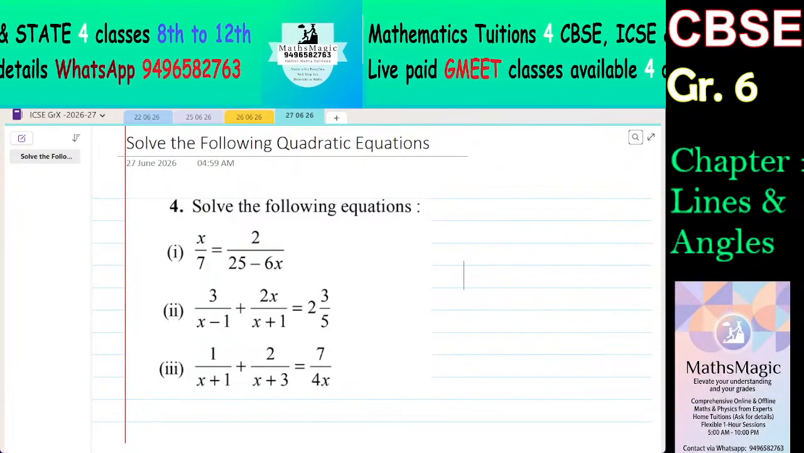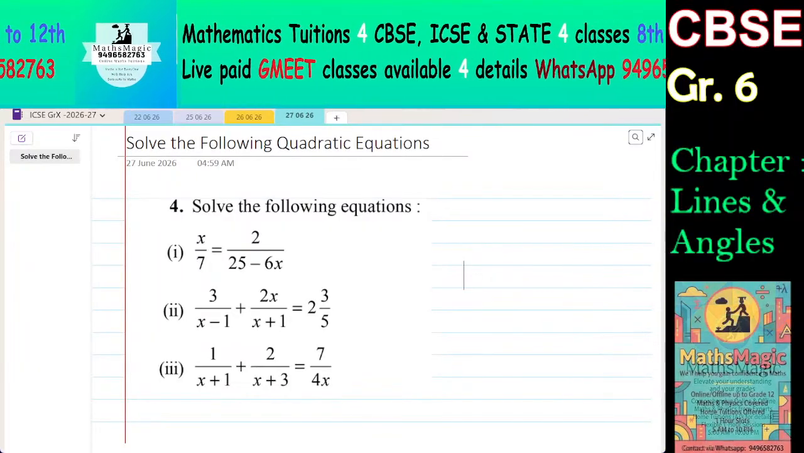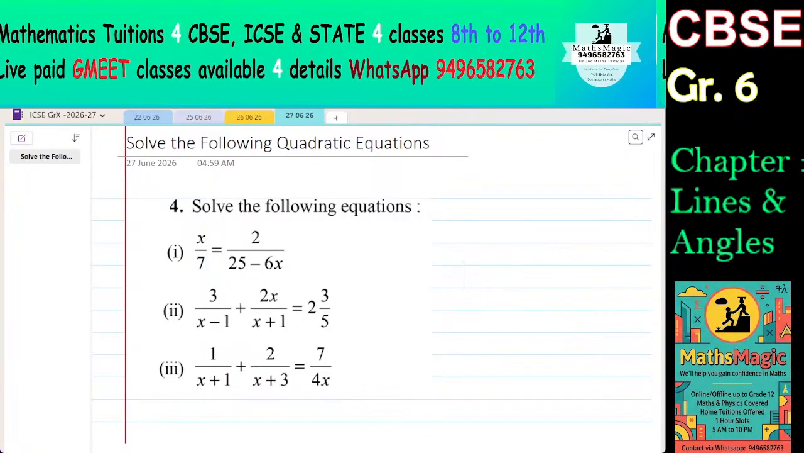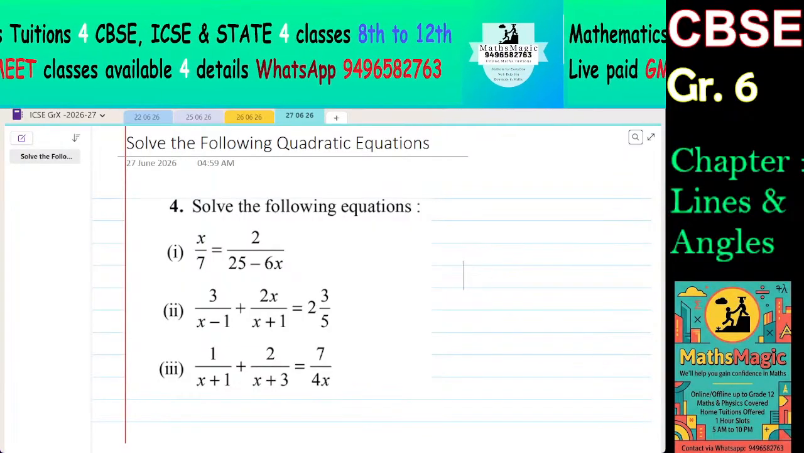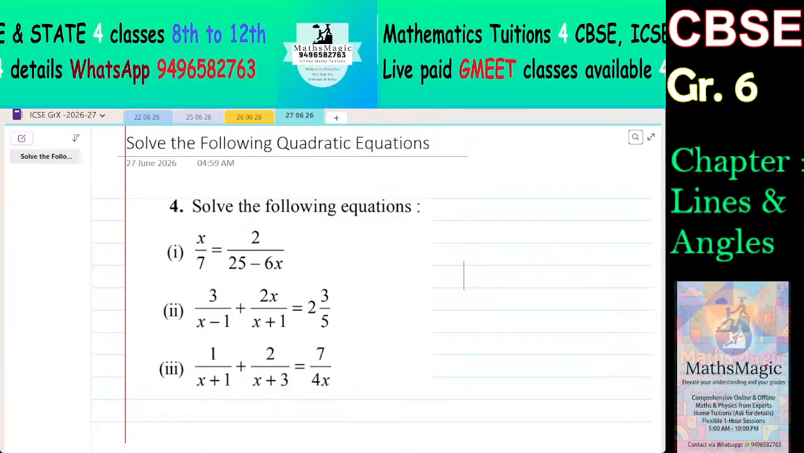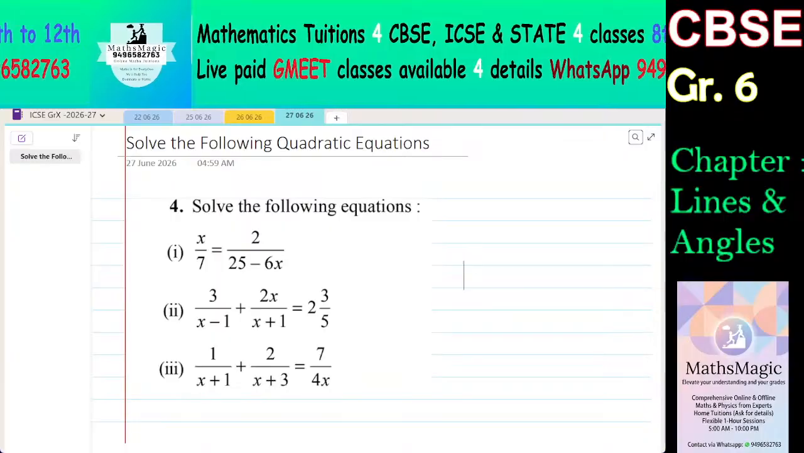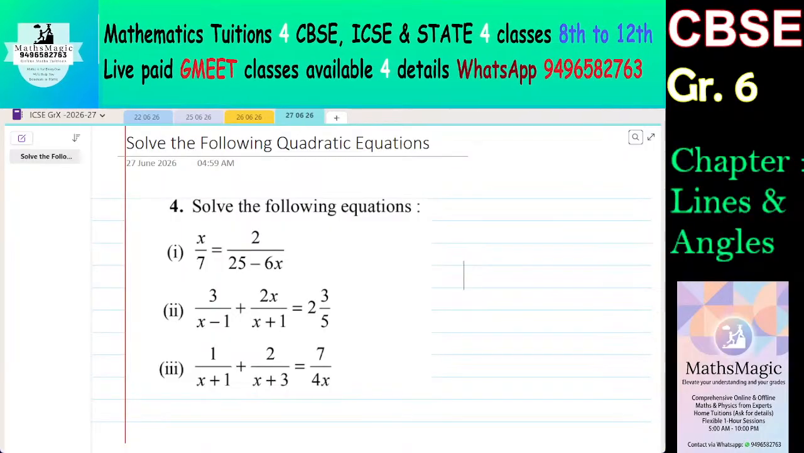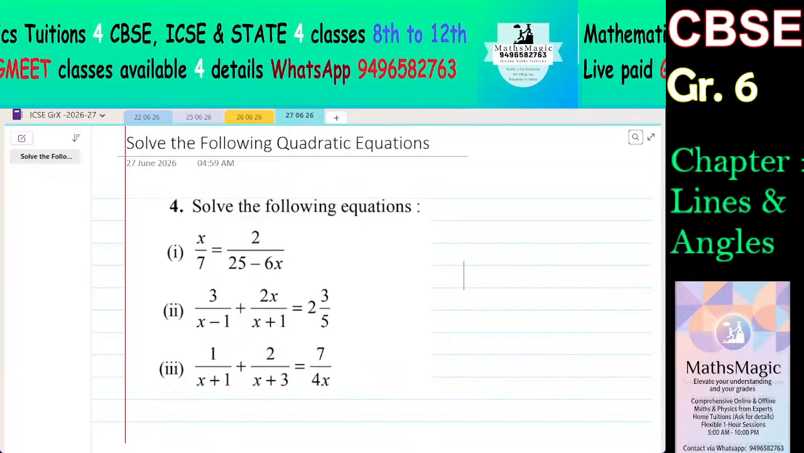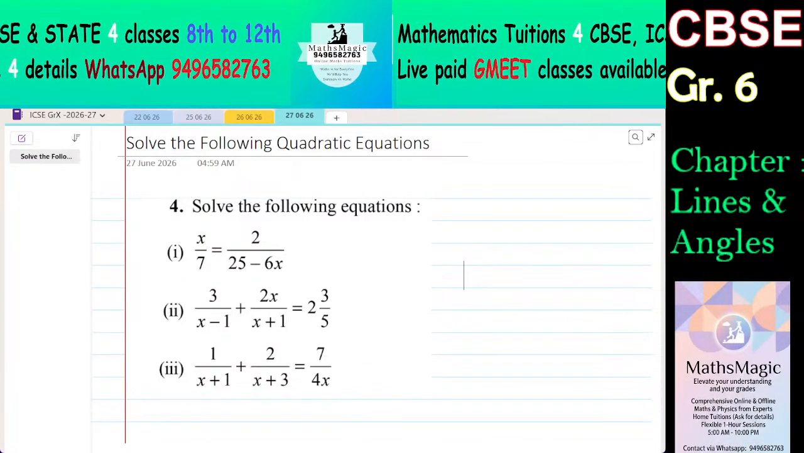Cross multiply and continue. And in the third case, same thing. Add that 1 by x plus 1 and 2 by x plus 3. Then we can cross multiply. So solve it and send me the answers. I'll go through it. If you have any doubts or if you are stuck in between, I'll be solving that.